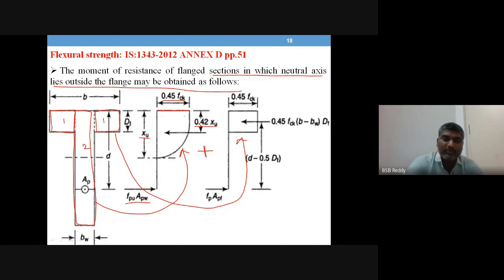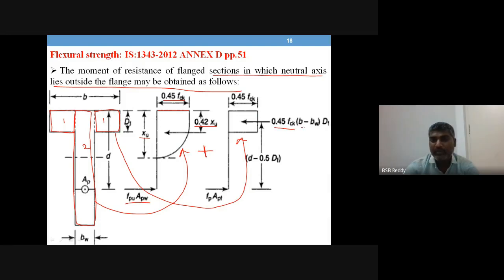So 0.67 fck is the fck value which is allowed, and for that again you have to apply 1.5 as the material safety factor, which will give you the design stress value. This is from the stress strain diagram of concrete that we have already talked about. It is also available in IS 1343:2012.